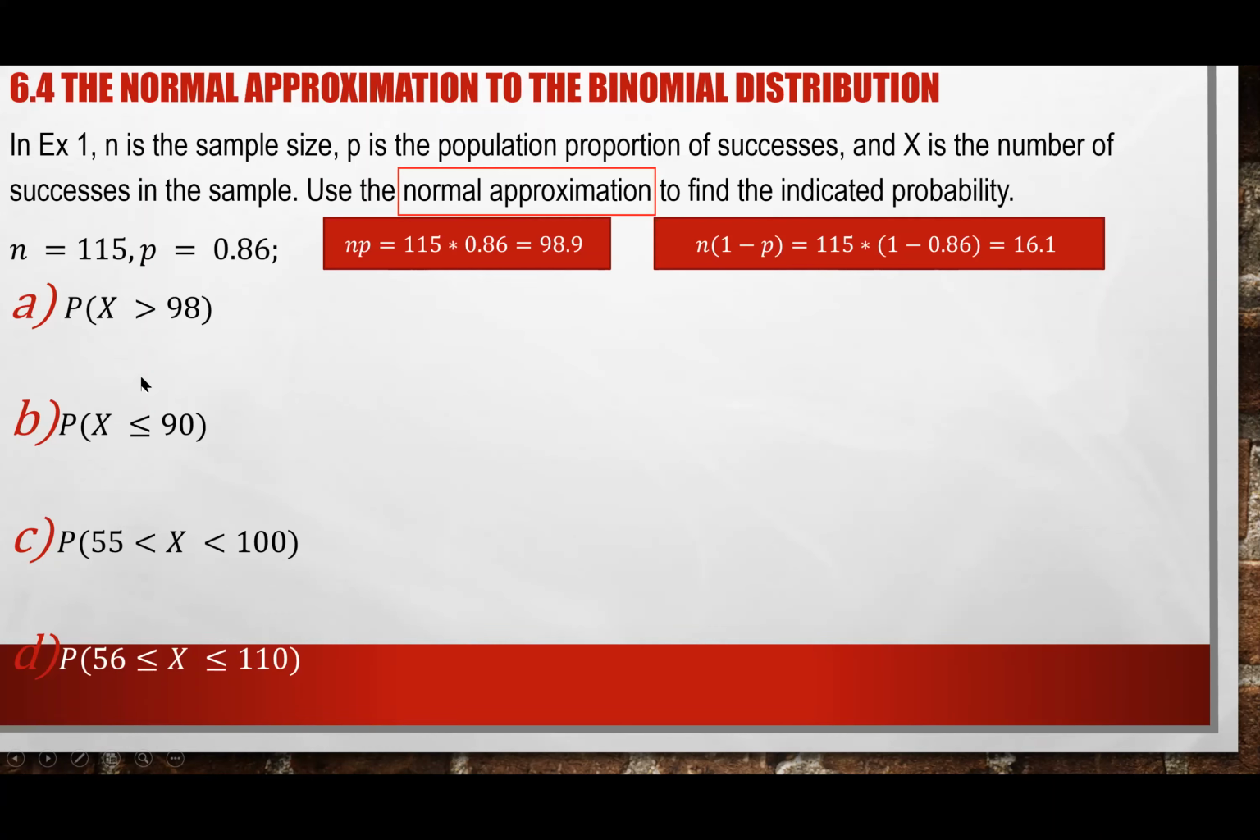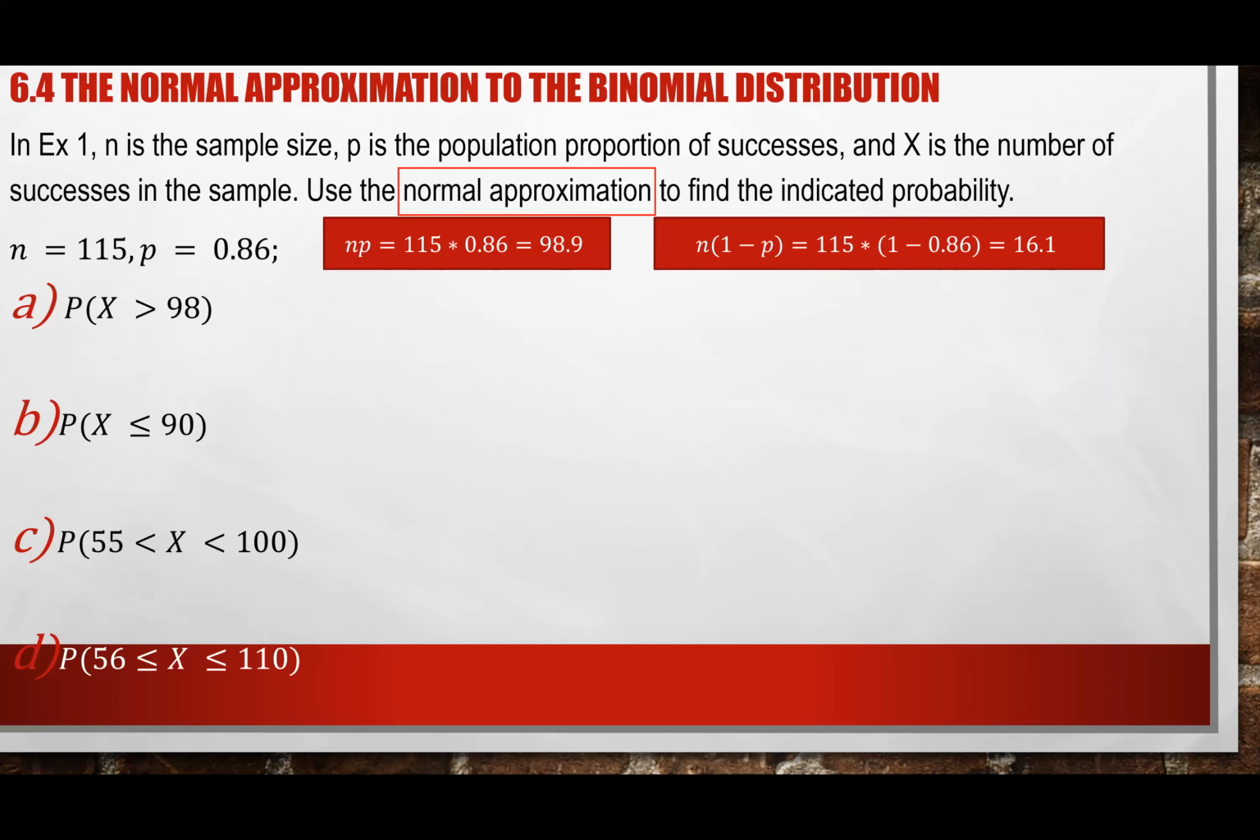So now the question is, given this item, what's the probability that if I flip this 115 times, the number of heads that come out is more than 98 times? Meaning 99, 100, 101, 102, 103, and so on and so forth, if we were to do a binomial distribution.